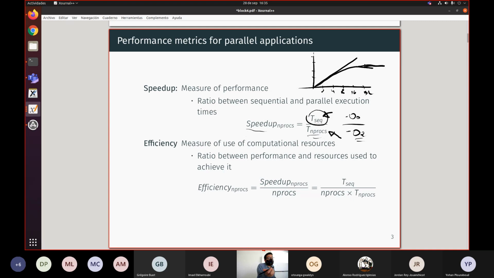This is the usual scenario, but depending on the problem and our parallel version, we can get very good speed ups in a lot of applications.